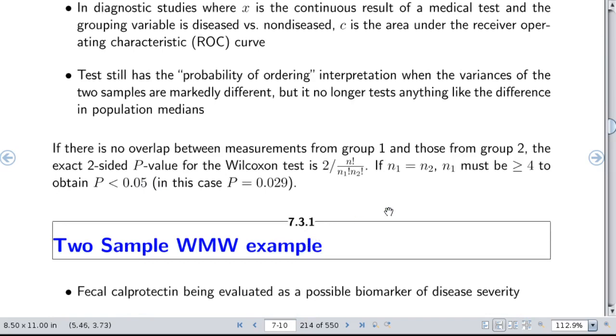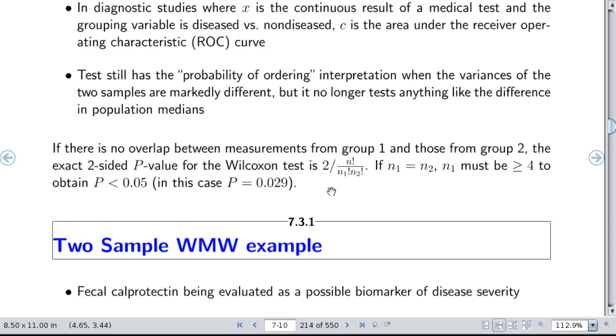Now, if there's no overlap between measurements in group 1 and those in group 2, so all the bigger values are in one of the groups, then the exact two-sided p-value for the Wilcoxon test in this no-ties situation is 2 divided by n factorial over n1 factorial times n2 factorial, where n is the overall sample size, and n1 and n2 are the sample sizes for group 1 and group 2. And if you go through that calculation for the equal sample size case, you'll see that the number of samples in any one sample must be greater than 4 to possibly get a small p-value.